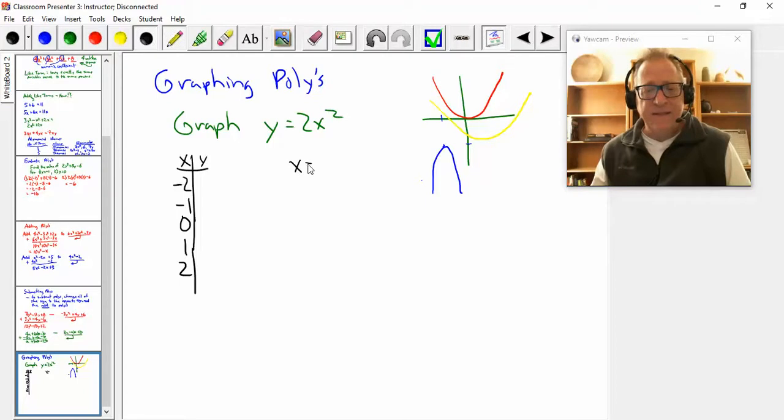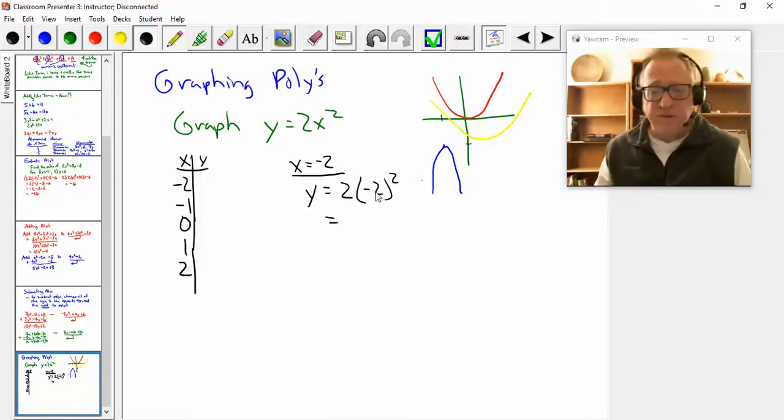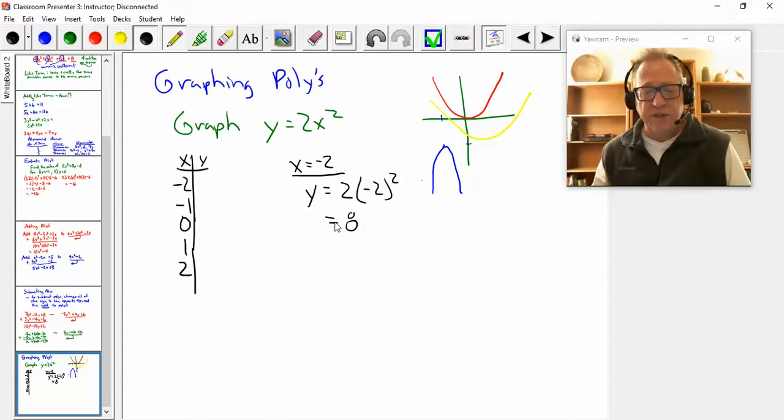Well, let's see. X is -2. That's going to give me y equals 2 times x squared. Boy, I better put x in parentheses. I better play it safe. There we go, -2 squared. Now I know that -2 times -2 is 4, and 4 times 2 is 8. I've got my first ordered pair.